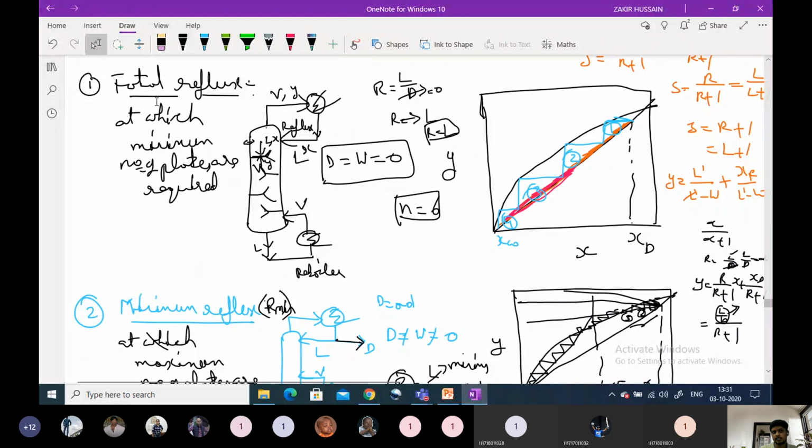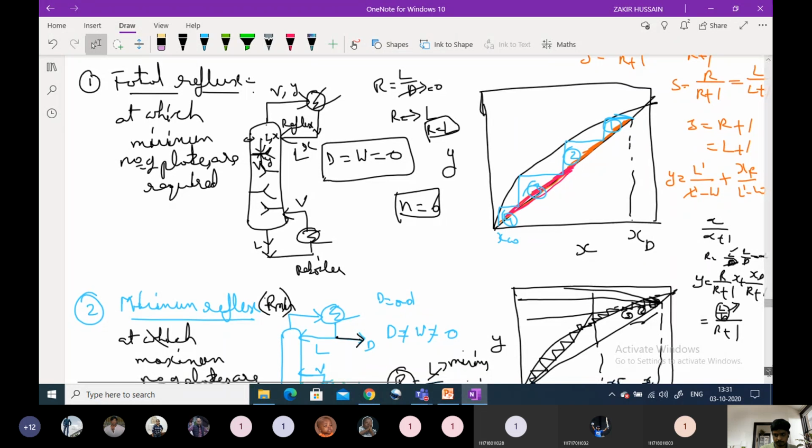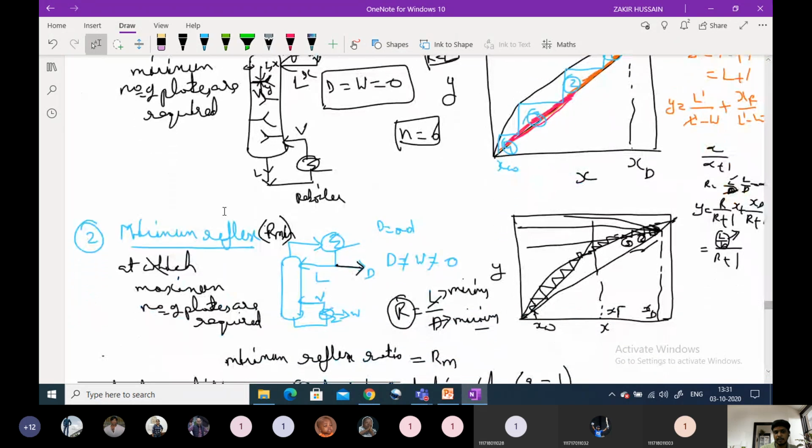See, at total reflux, a minimum number of plates are required. So at minimum reflux, a maximum number of plates are required. From this also you can say.